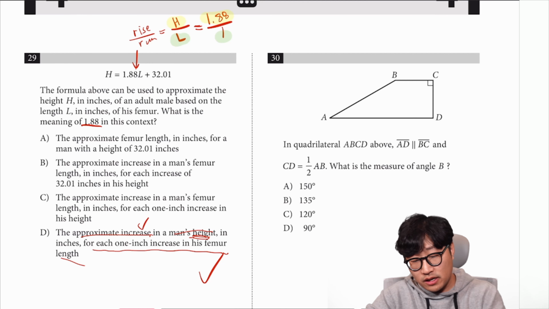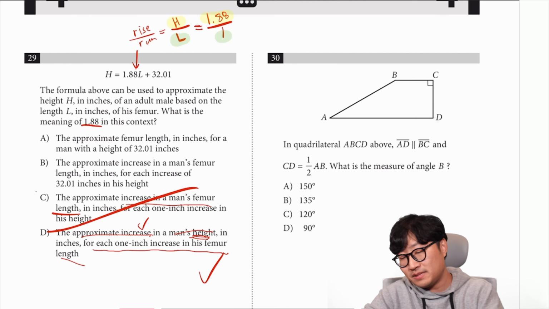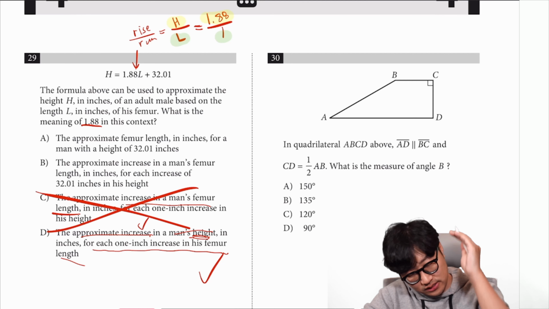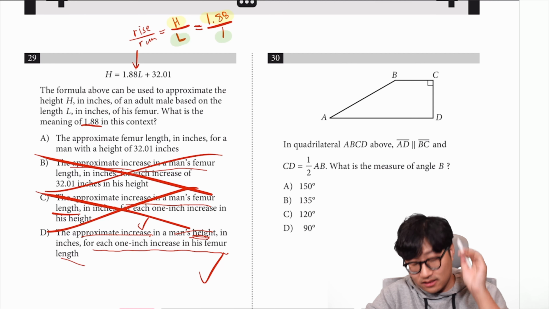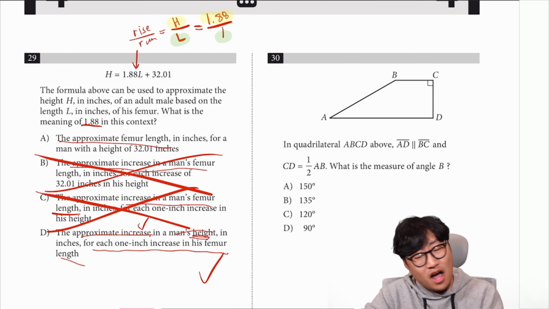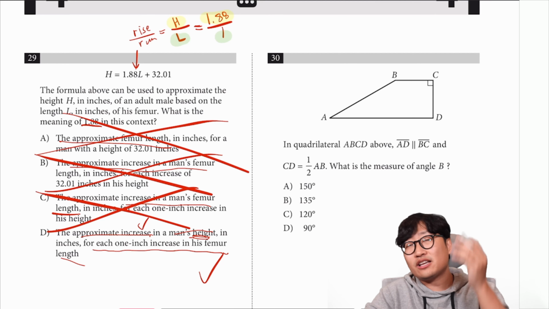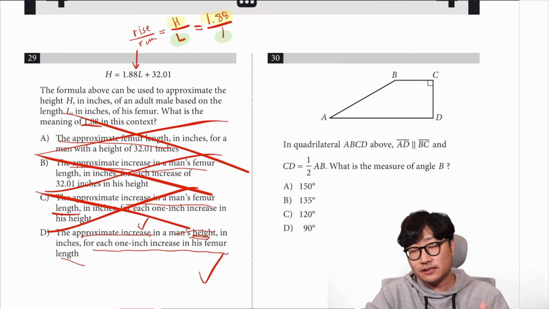C, the approximate increase in the man's femur length. It's not the increase in length, it's the increase in height. B, the approximate increase in femur. No, not the length, the height. A, the approximate femur. No, not the length, the height. And A is terribly wrong because it's even missing the word increase. It is not the length, if anything, right? It's got to be something about the increase.